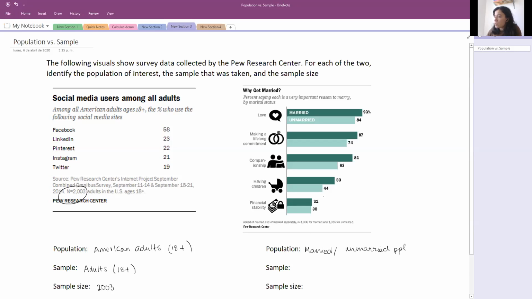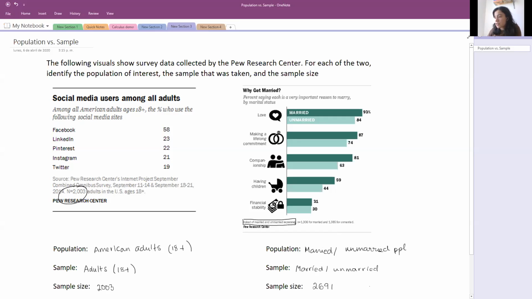And so the sample is also a sample of married and unmarried people, right? So you have, like here it says, asked of married and unmarried separately. So that means the data was collected between married and unmarried people as well. It's just that there's fewer people in the sample than in the population, right? So married or unmarried people as well. And how many people are in the sample? I got 2,691.